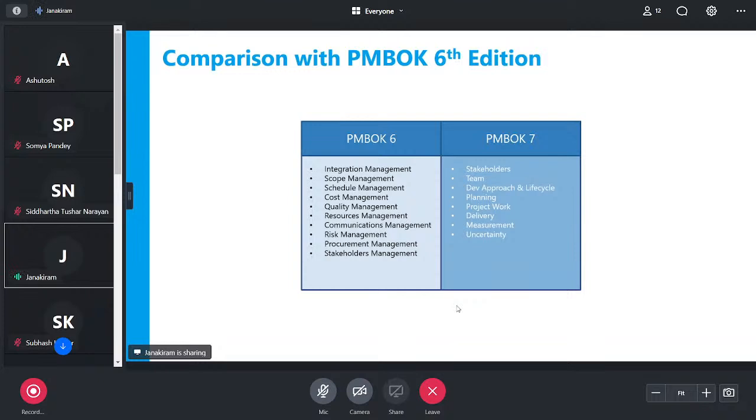So if you see there, you have all the aspects of project management, like your scope, your schedule, cost, quality, resources, communication, risk, procurement, and stakeholders. They had been rationalized and then grouped more logically into performance domains in the seventh edition. That we have 8 performance domains, which we talked about briefly a while back. So these two are the major changes.